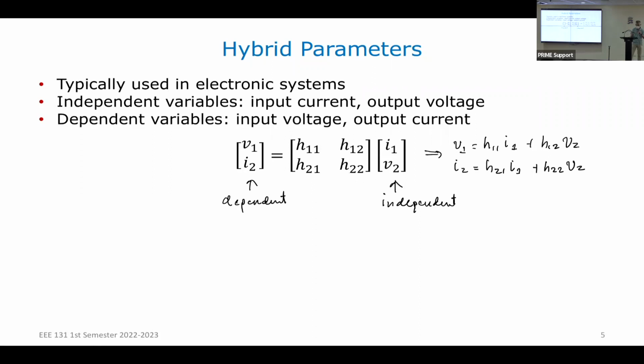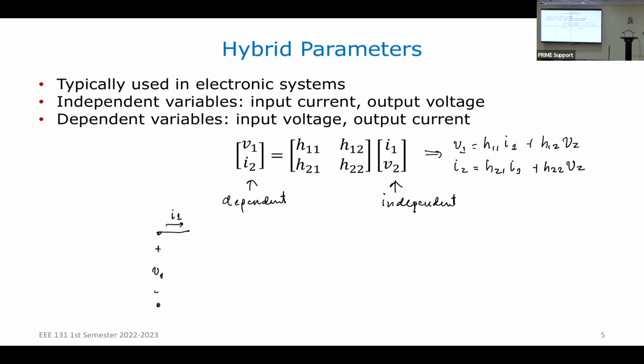Okay, punta muna tayo dun sa V1, no? V1 is at the input. Okay, so I have plus minus V1. And what enters this is first I1. Okay, so I have here a voltage term, H11 I1. So what is H11? What is H11 going to be?